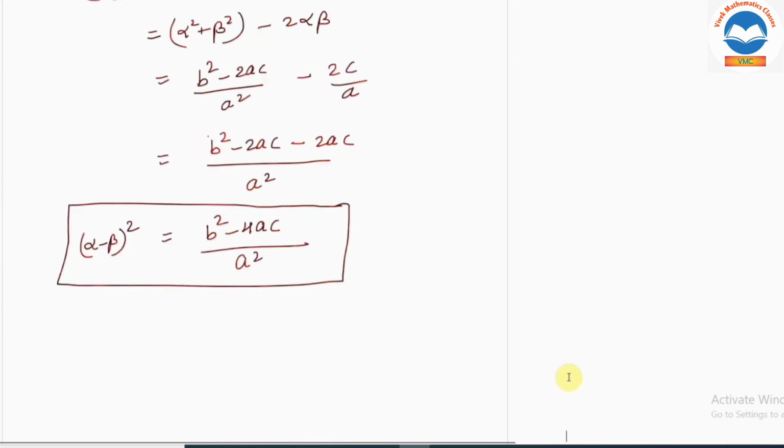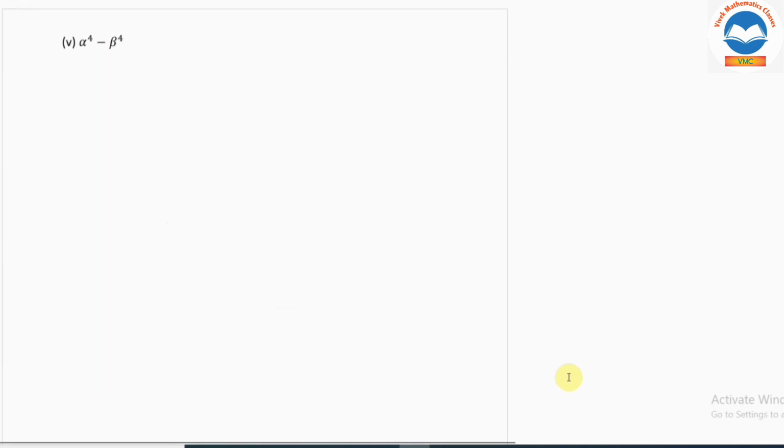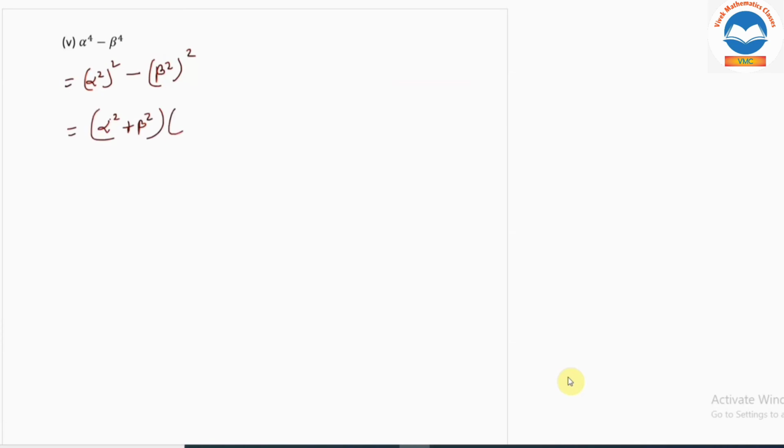Next, the fifth one. They are asking alpha to the power 4 minus beta to the power 4. Yes. So this we can write as alpha square the whole square minus beta square the whole square. We can apply the a square minus b square formula. What will that be? A plus b into a minus b. So I will write first a minus b, so alpha square plus beta square, a plus b. Second bracket, alpha square minus beta square. Again, this alpha square minus beta square, we can apply alpha plus beta into alpha minus beta.